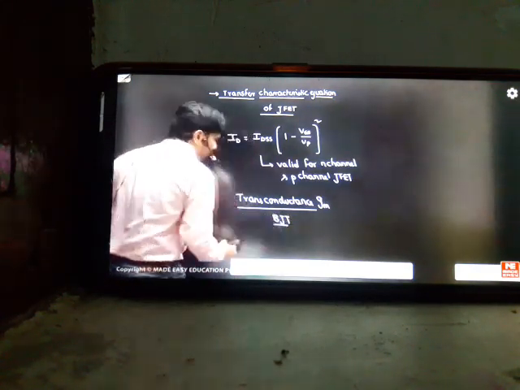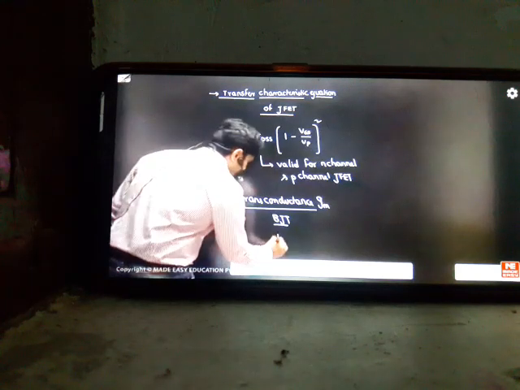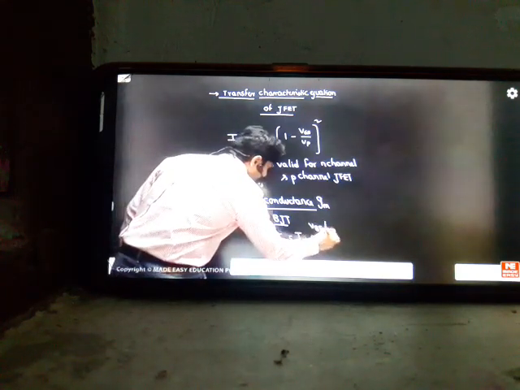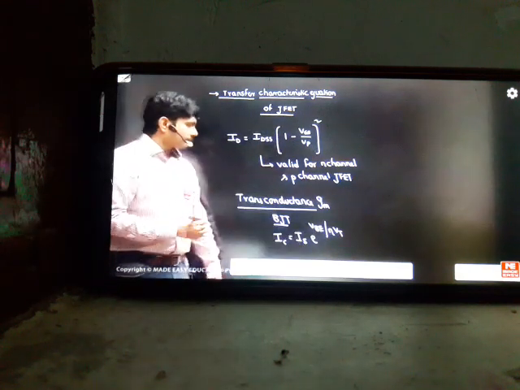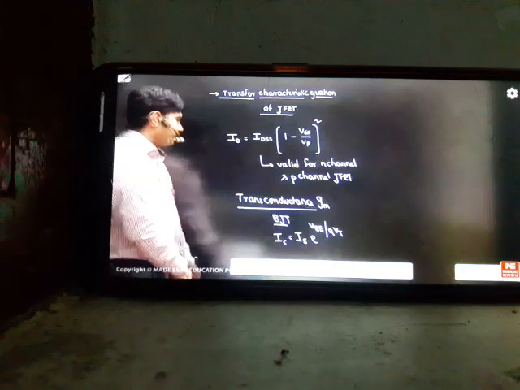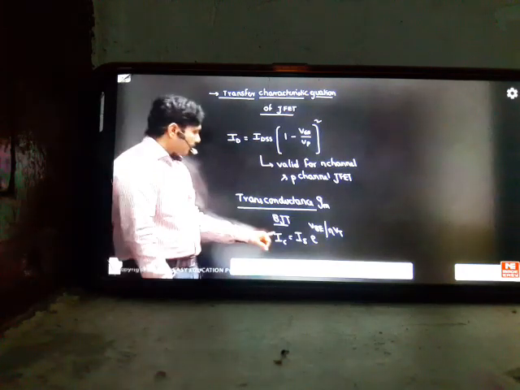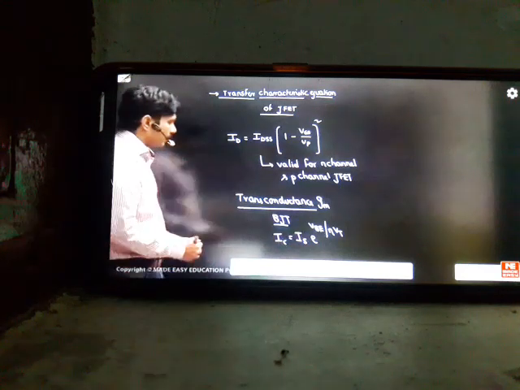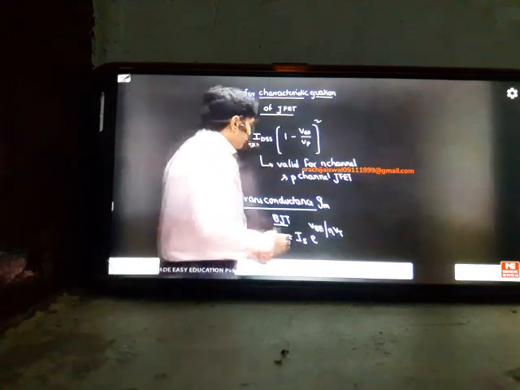In BJT, your IC current formula is IS into e power (VBE divided by eta VT). This is the IC current relation we have. If I want to differentiate output current with respect to input voltage, that is, differentiate your IC current in terms of VBE, then we call it gm in the class. gm is nothing but the expression of this value.